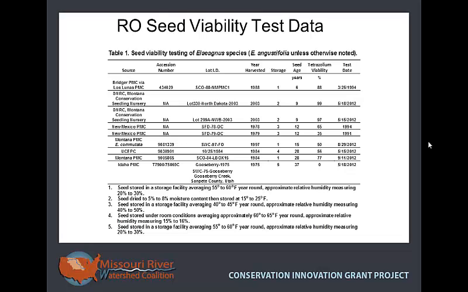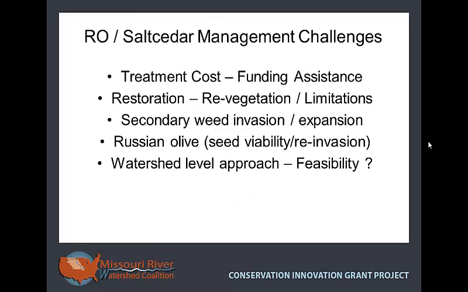As you can see, some of the retesting that was done last year looks like there's a lot of 50 to 70% seed viability 20 years out. So I think that's going to change how we look at management strategies. Like I say, that's kind of the management side of this.